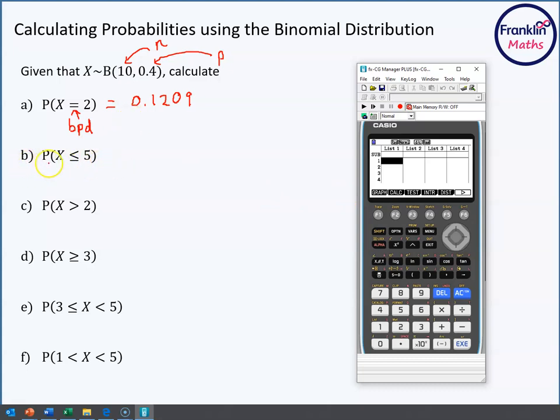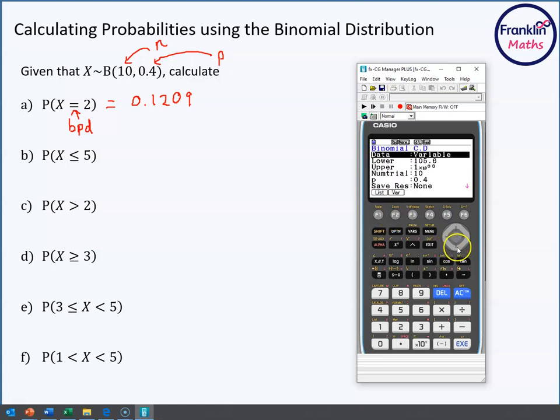Okay, so what the calculator is going to do for B is get the probability of 0, probability of 1, probability of 2, probability of 3, probability of 4, probability of 5, and add them all up. Now we could do that individually using the BPD button, but that would just take far too long. So we're going to go back on the calculator, back on dist, back to binomial, but this time we're going to go to BCD, with a C meaning cumulative.